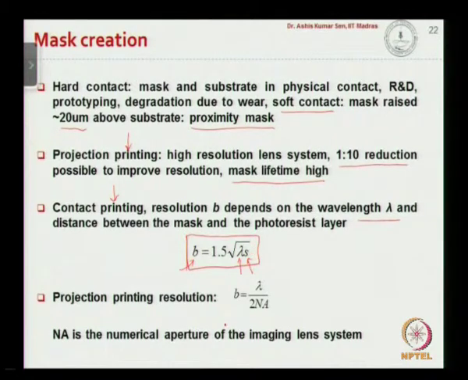So what we see here is the resolution is highly dependent on lambda, and it is difficult to go for a feature which is considerably less than the wavelength. However, in projection printing the resolution can be decided or controlled by adjusting the numerical aperture of the lens system. So B will be equal to lambda over 2 into numerical aperture. So you can control the numerical aperture of the lens system to control the resolution of printing in case of projection printing.